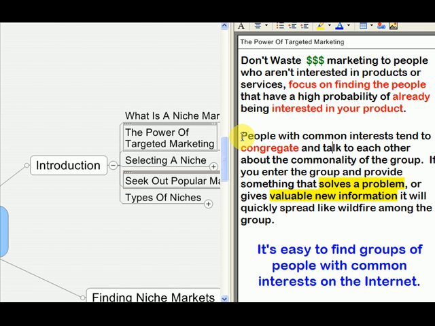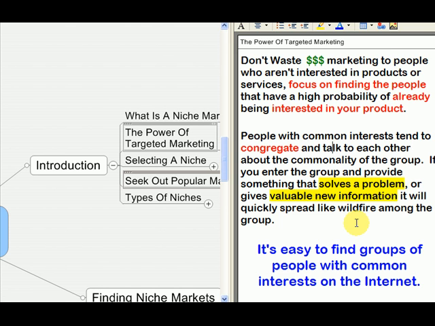Another good thing about targeted marketing is people with common interests tend to congregate and talk to each other about the commonality of the group. If you enter the group and provide something that solves a problem or gives valuable new information, it will quickly spread like wildfire among the group.